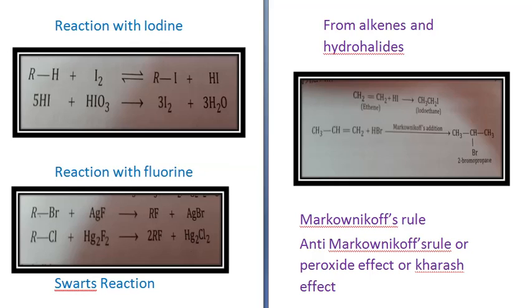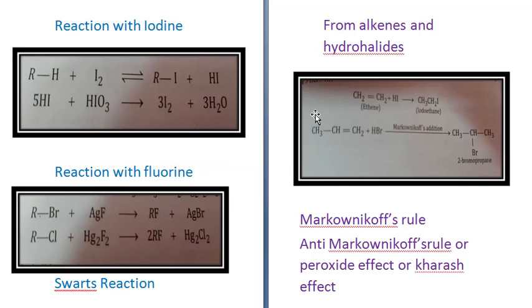See, you are not taking alkane directly over here, you have taken alkyl bromide or alkyl chloride. You have taken a haloalkane and you can treat it with an inorganic fluoride like silver fluoride or mercuric fluoride, and then you will get the fluoroalkane. So this reaction is called the Swarts reaction.